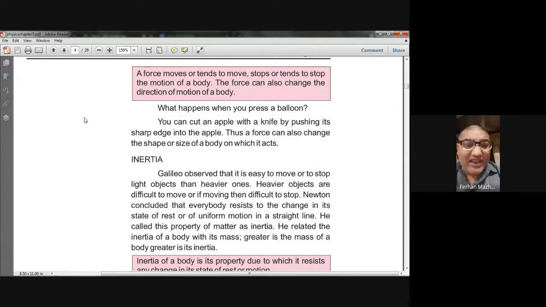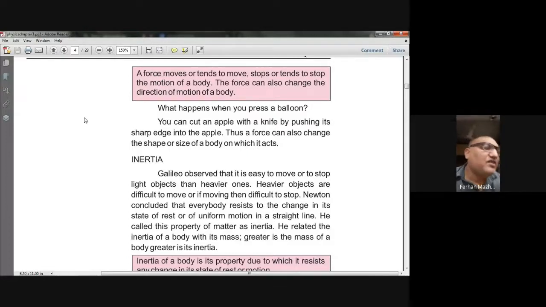To change the shape or size of a body, that is what a force can do. The force can change the direction of the motion, the force can change the magnitude of the motion, the force can stop a moving body, and the force can cause a body at rest to move.